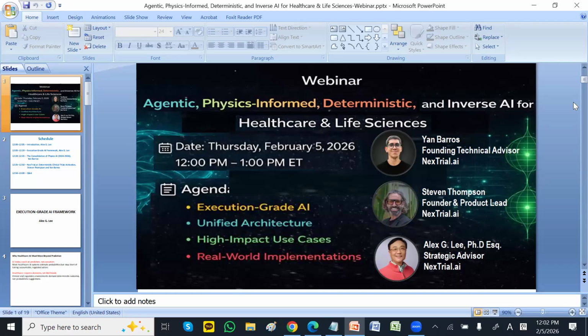Okay, so we are going to talk about a very fantastic topic today. I think this is the first, maybe ever, in the healthcare, life science, and AI domain, that Stephen and Jan are pioneers, including me, in this new field. We are going to talk about agentic physics-informed deterministic inverse AI for healthcare and life sciences.